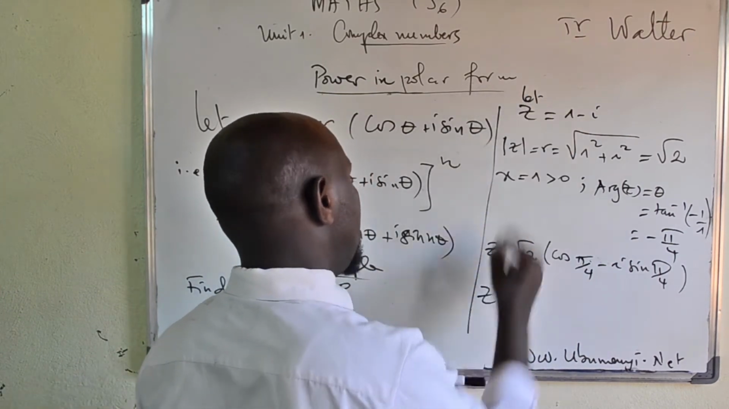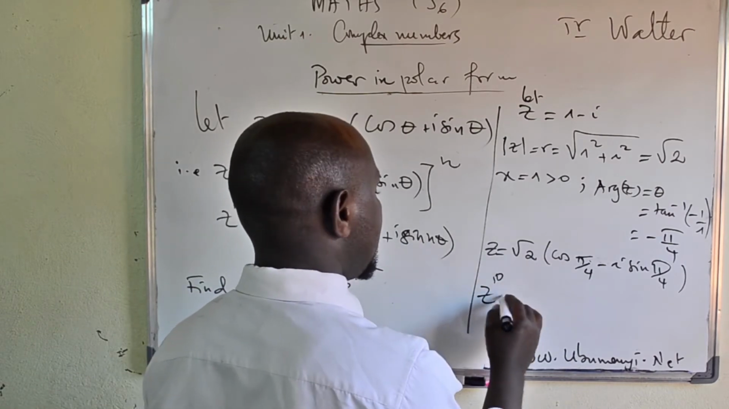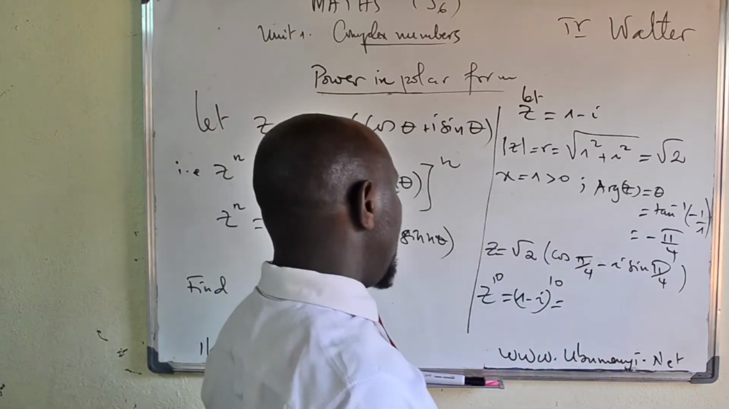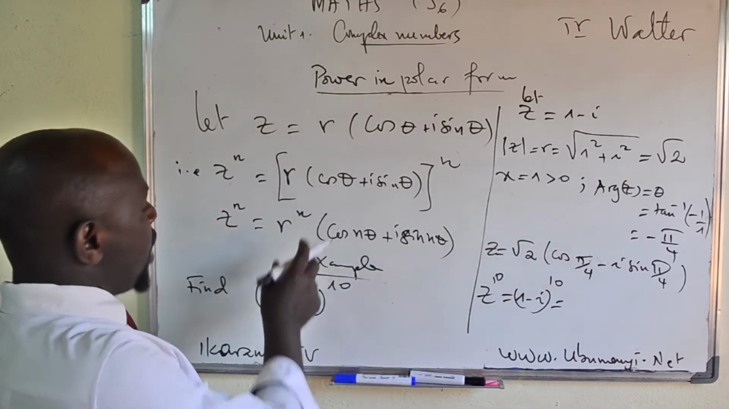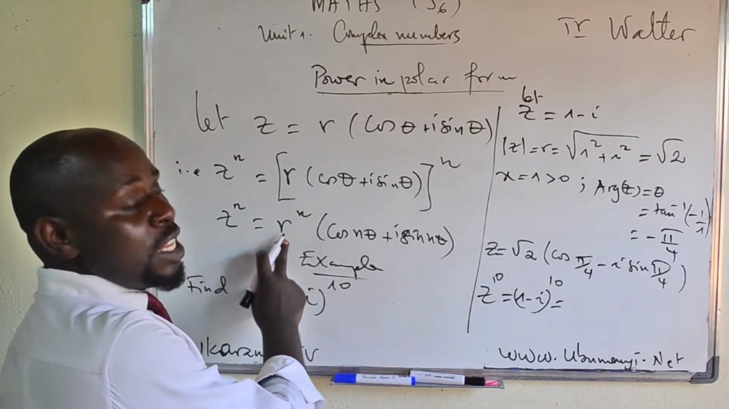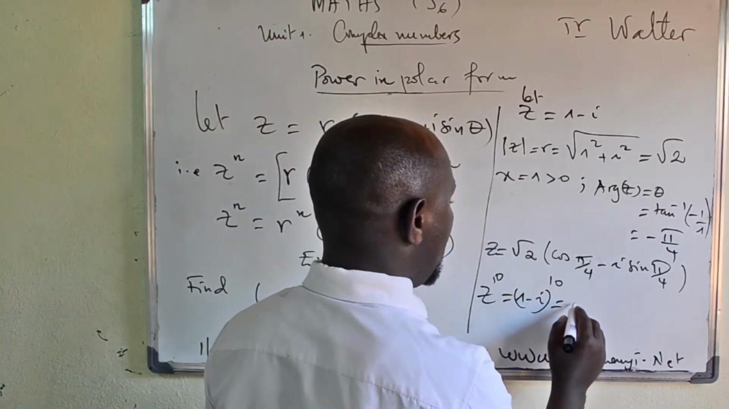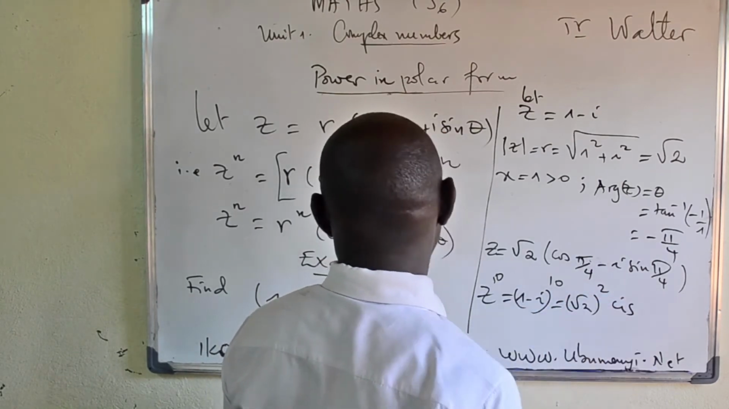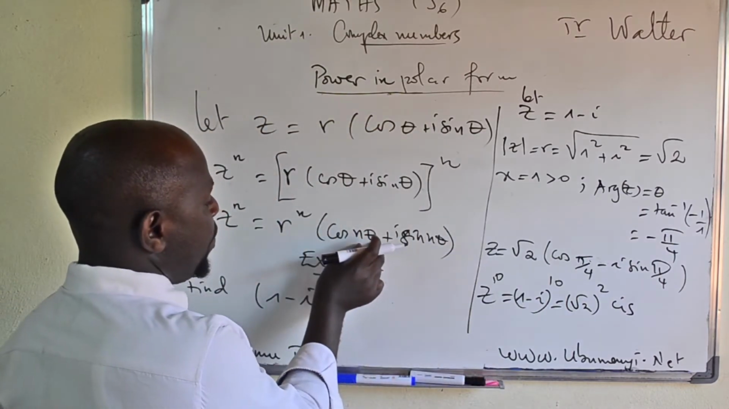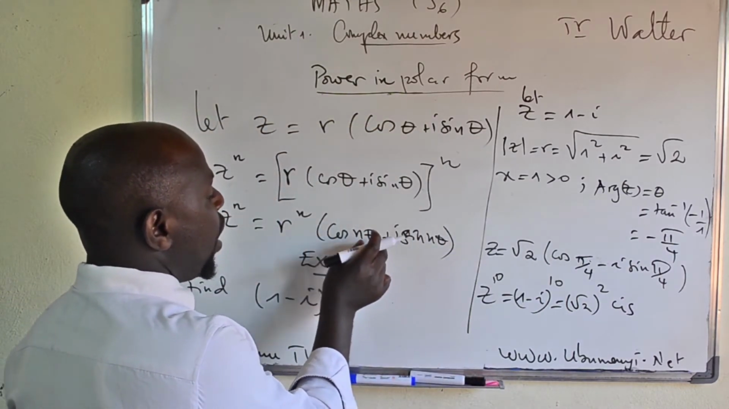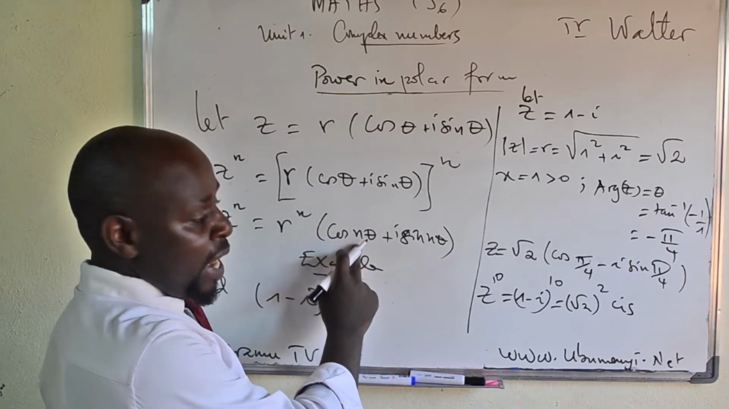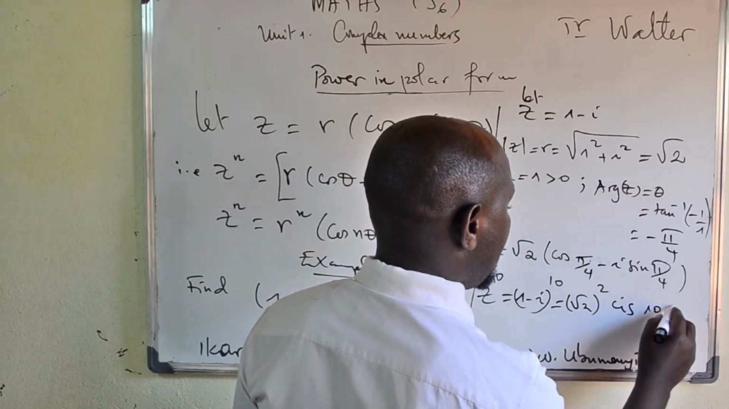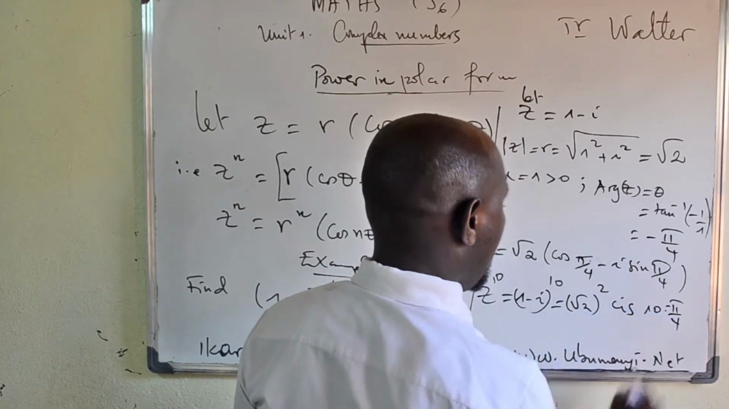We shall find now z power 10. This is what we have as (1 - i) power 10, ladies and gentlemen. And this will be what? Immediately, as the formula says, take the modulus power n, so here I will have square root of 2 power 10, then cis. For the argument, what we do is multiply the argument by n. So it is cis of 10 times negative pi over 4.